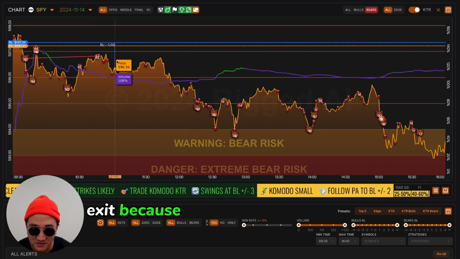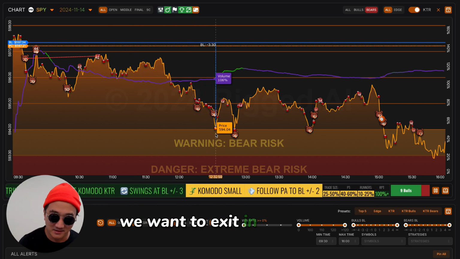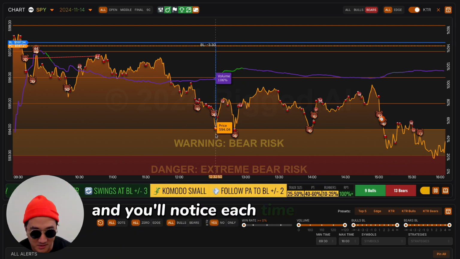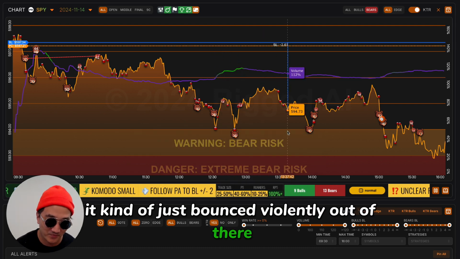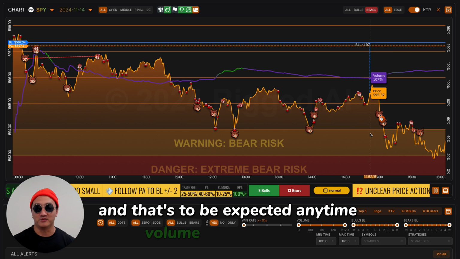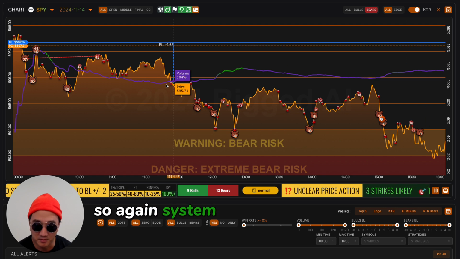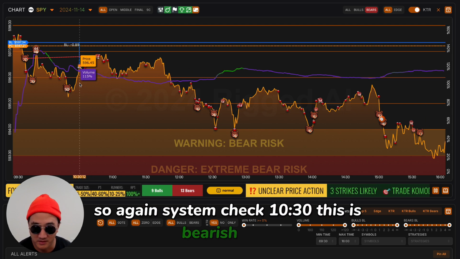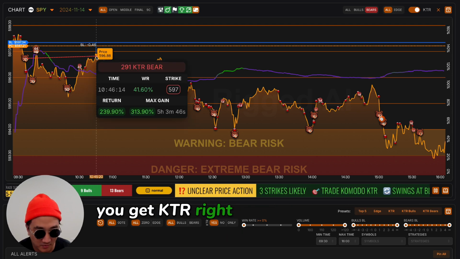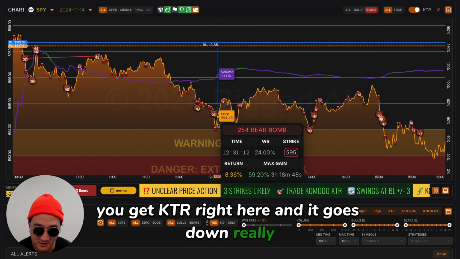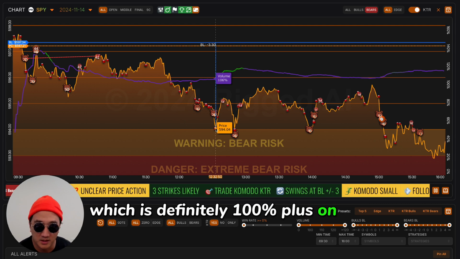Exit. Because volume right here is only 103%, we want to exit in the yellow. And you'll notice each time it hit the yellow, it kind of just bounced violently out of there. And that's to be expected anytime volume is under 120%. So again, system, check, 10:30, this is bearish. We want to wait for price to bounce. You get KTR right here and it goes down. Really, you're exiting here, which is definitely 100% plus on the trade.